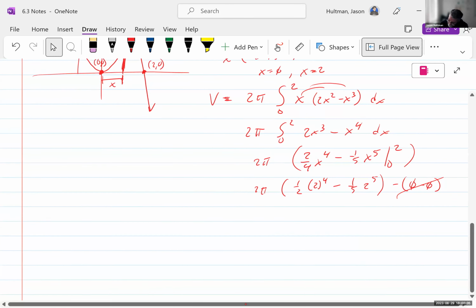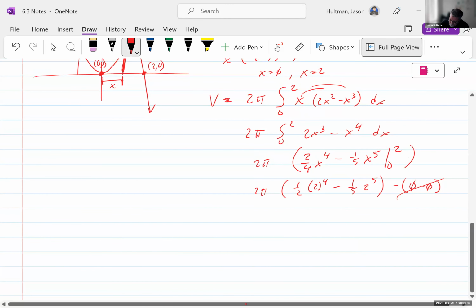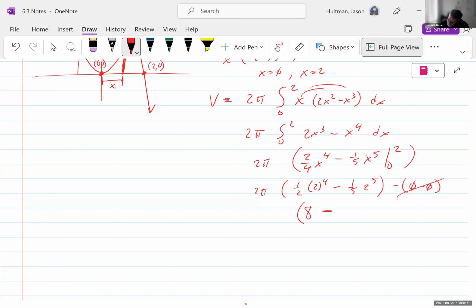And then 2 to the 4th is 16, divided by 2 is 8. So I know that that's 8. And then minus 2 to the 5th is 32, so this is 32 over 5.